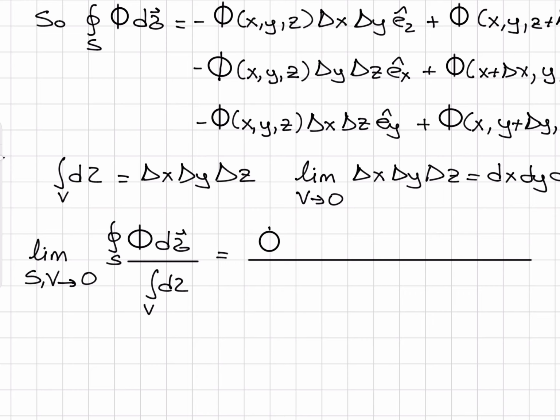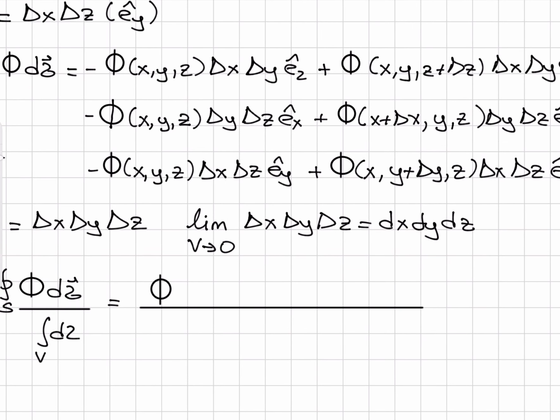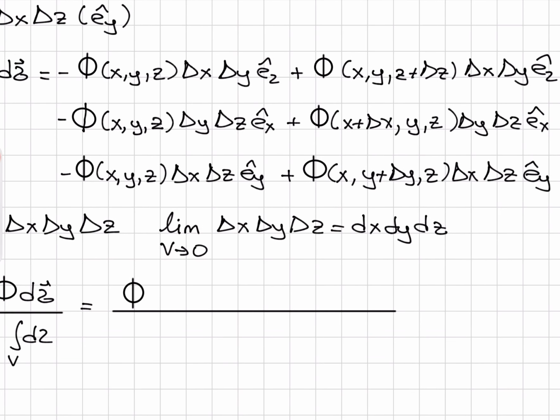I have the positive term here. Let's write this term: phi evaluated at x plus delta x, y, z, minus phi evaluated at x, y, z, in the ex hat direction. This will be divided by dx.